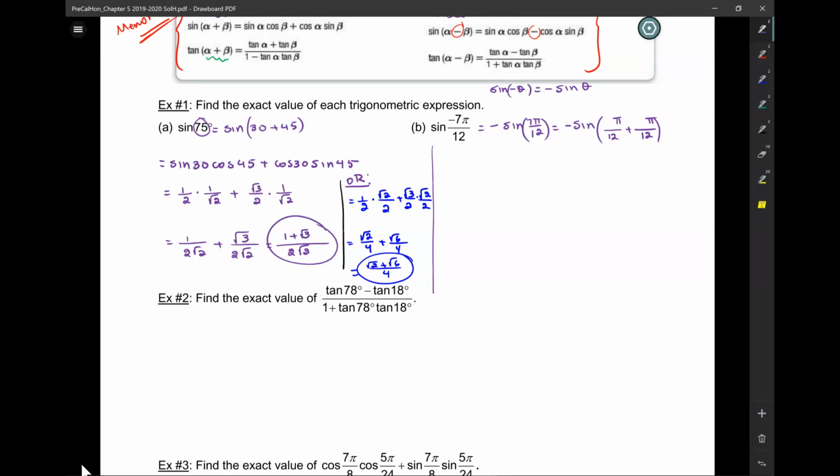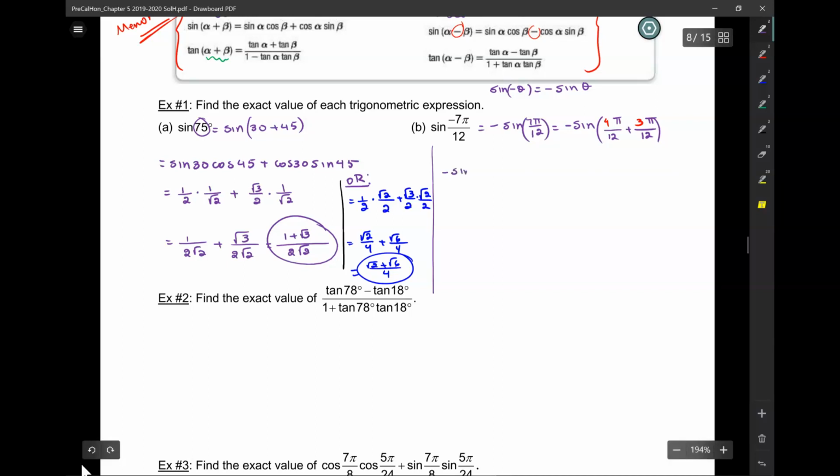Can it be 1 and 6? No, because 1 pi over 12 is not a special angle, right? So I do 4 and 3 because now those reduce. You could do 3 and 4, yeah, you can do 3 and 4. In the beginning you have a choice, and then once you do it, you're committed.